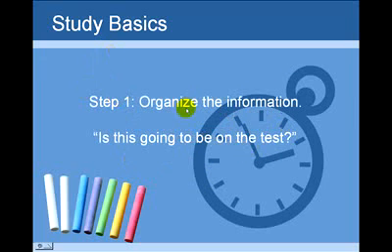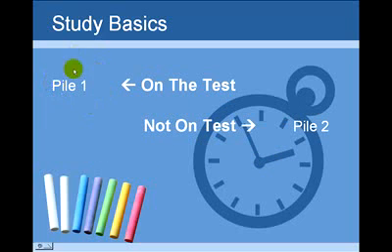So step 1 is organizing the information. Say you've got lecture notes, notes you've taken from the textbook, maybe some homework assignments, things you've done in class, sections in your textbook. What we're first going to do is organize it so that we can answer this question: Is this going to be on the test? So essentially you'll have two piles. The first pile will be the stuff that's going to be on the test. The second pile will be not on the test.